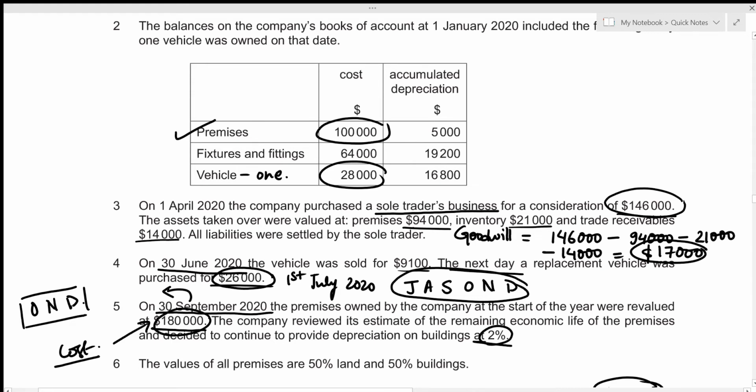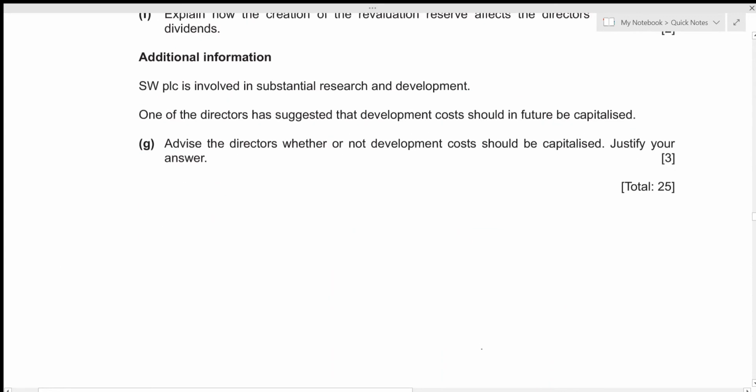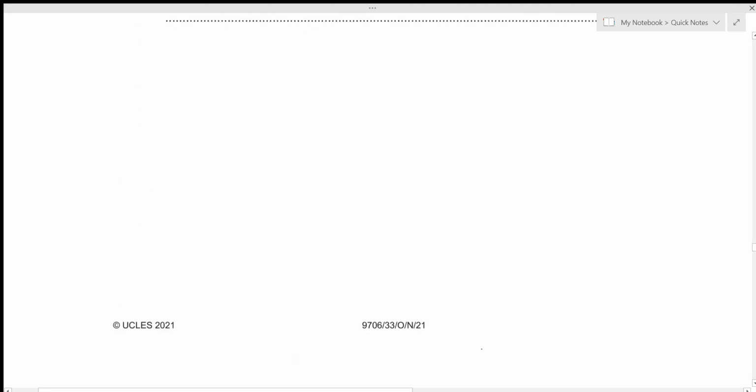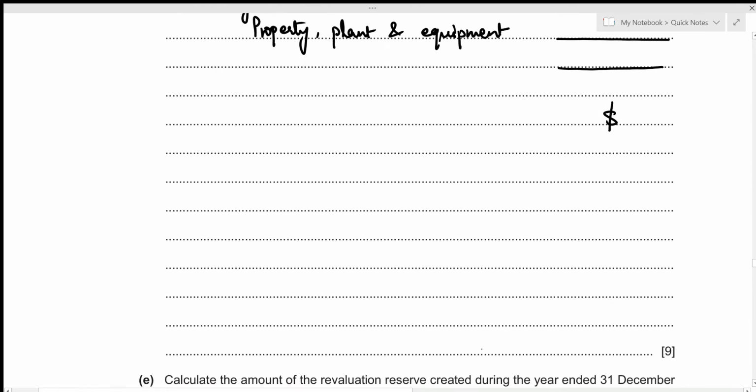And we know that premises consist of 50% land and 50% building, and we only charge depreciation to this building, which will be the 50% of 180,000 at the rate of 2%. So let's do this for our already existing premises. So we can just write it down as existing premises.